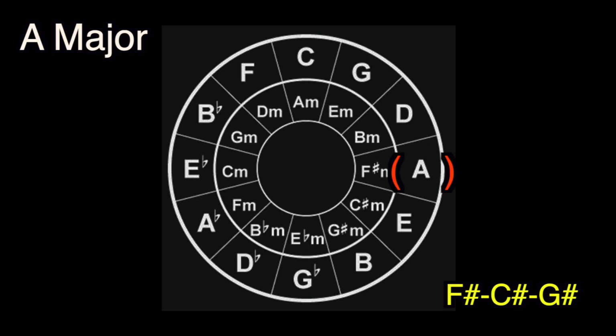Go up a fifth from D and you arrive at A. 3 sharps reside in the key of A: F sharp, C sharp, and G sharp.